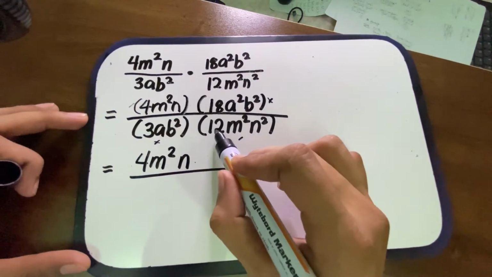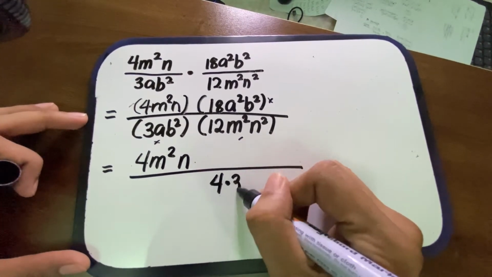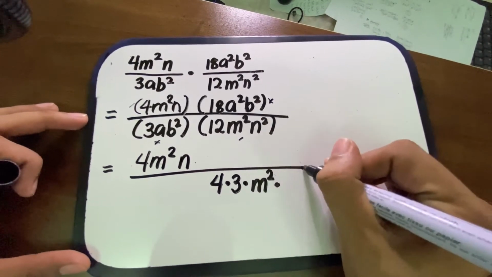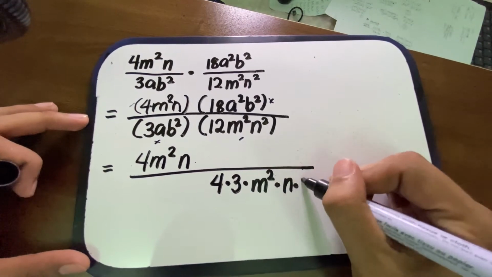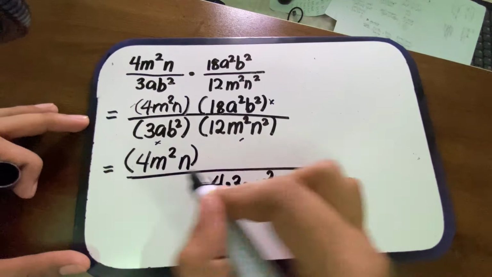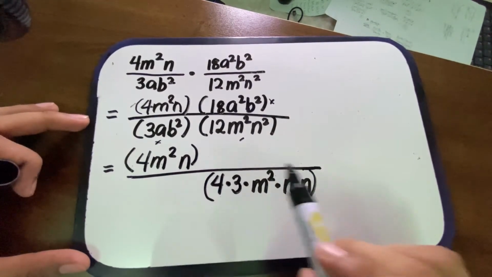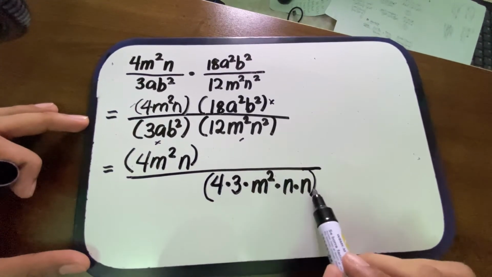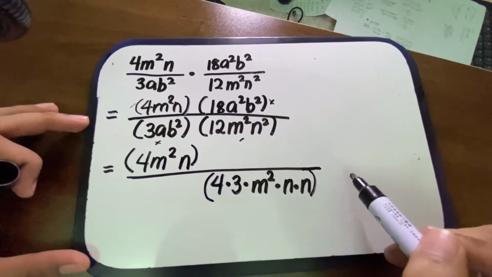Next, here in 12, you have to write that one, 4 times 3 times m squared times, so here we have n, so this will become n times n. Okay, so again, we break down this n squared to n times n because we have n here, in order that we can cancel.